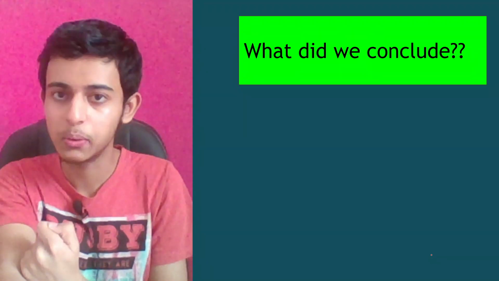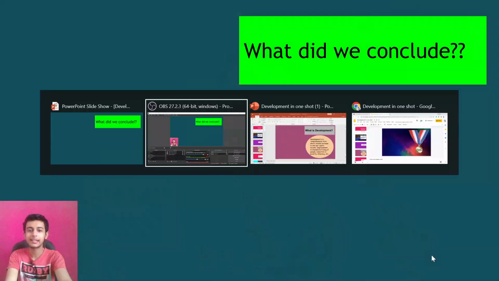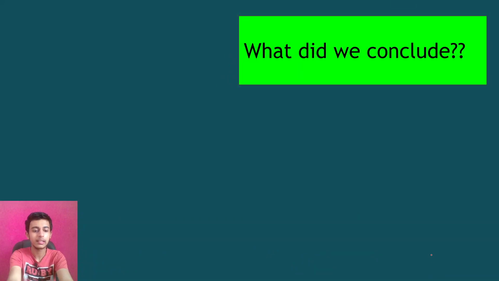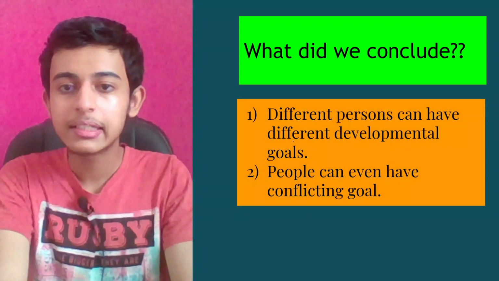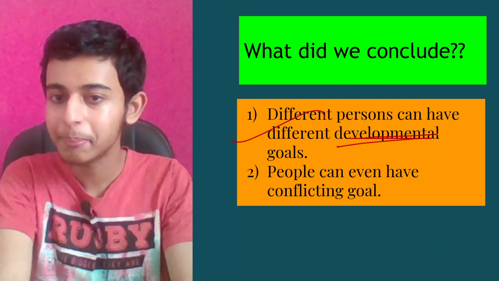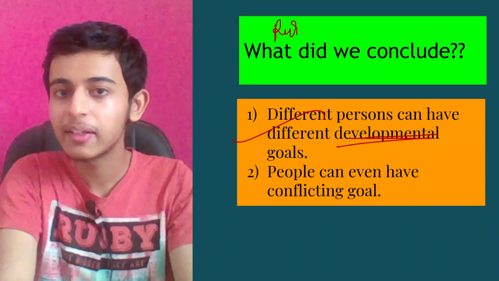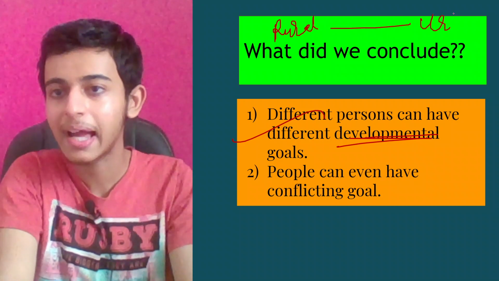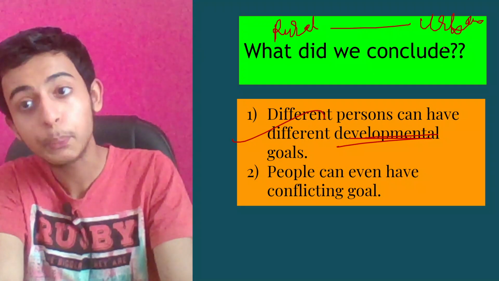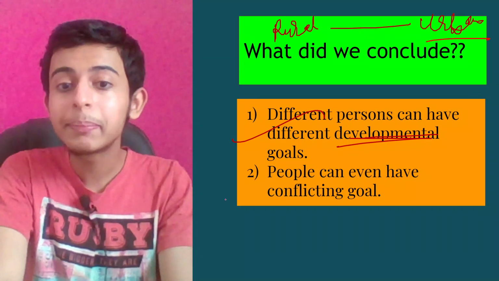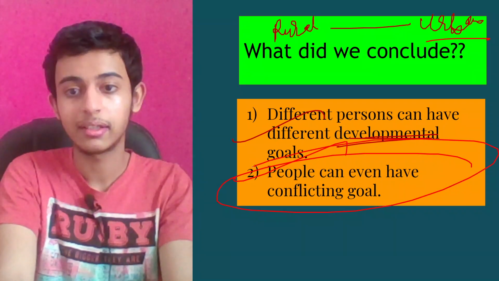Now talking about the conclusion that we get. So what do you think? What conclusion did we get by now? Anybody with any sort of plans or ideas? What do you think would have happened? Okay, let's understand that. Just a second. Perfect. We concluded that different persons can have different developmental goals. Like the rural people's developmental goals are totally different from that of the urban people. Right? The people living in the villages have different goals as compared to people living in the cities, right? People can have even conflicting goals, right?